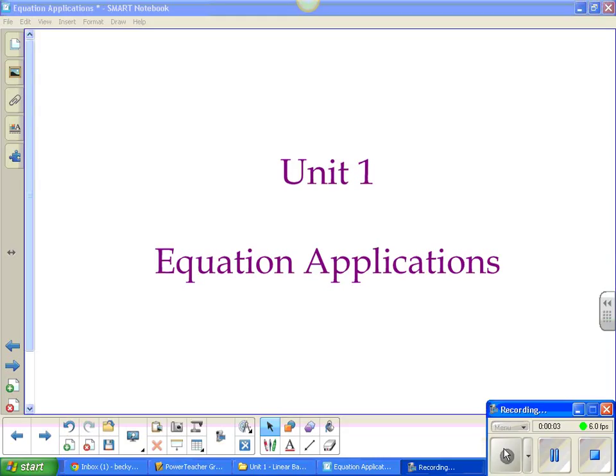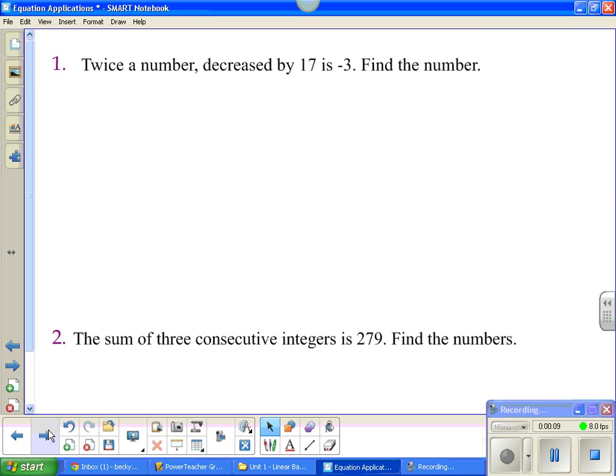Today we're going to talk about equation applications. So this is us taking what we've learned and applying it to word problems. These math problems are written in English. We're going to take the English and translate it into math.